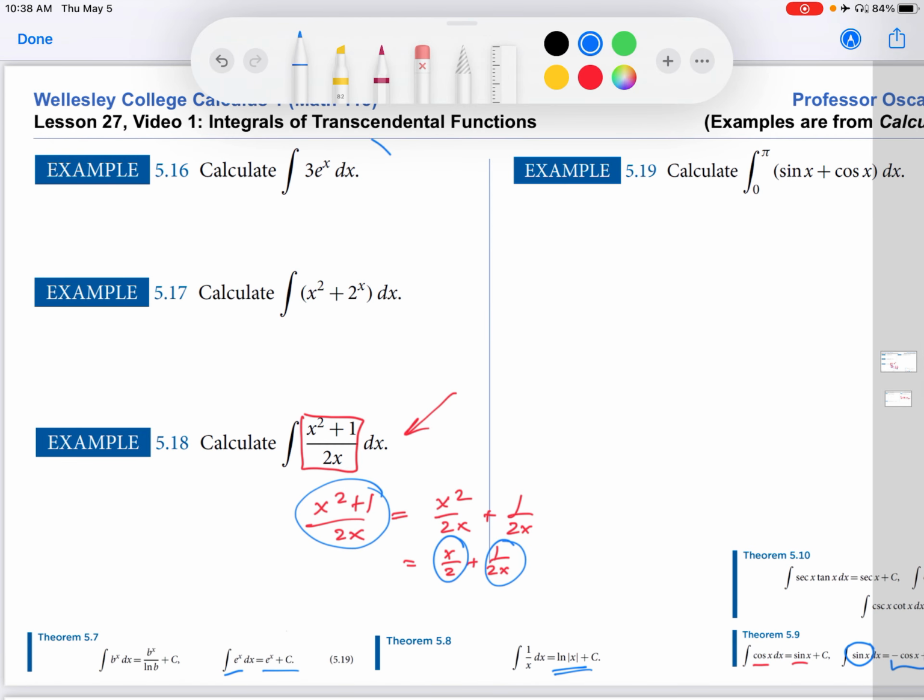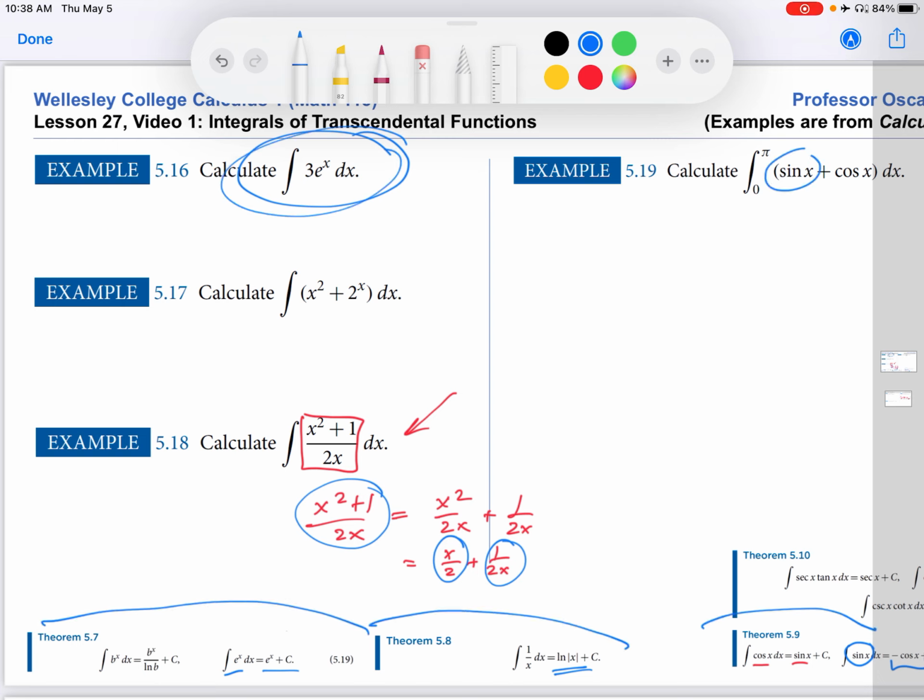The rest of these are all about knowing your integration rules for particular types of functions: sine, cosine, exponentials, and the natural exponential, e to the x, or exponentials in general.